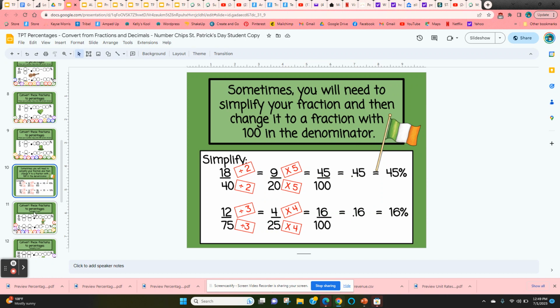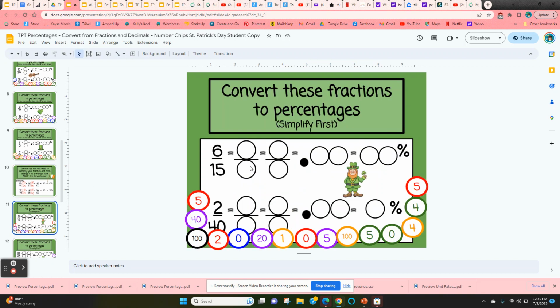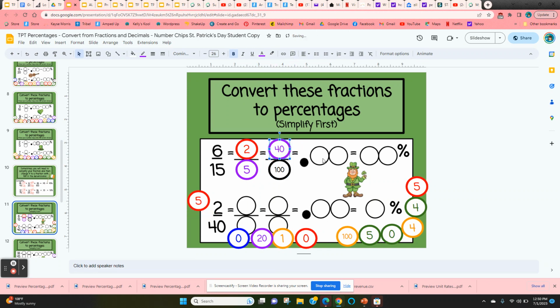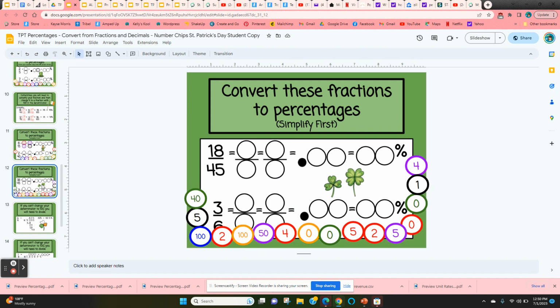So the next couple slides, students are going to be doing that. They're going to be simplifying their fraction. So here they divide by 3. They're going to get 2/5. Then they can convert it to a fraction with 100 in the denominator. Multiply by 20. That'll give them 40 hundredths. And then 40 hundredths as a decimal, 0.40, 40%. They'll be doing that on the next slide also, simplifying first.